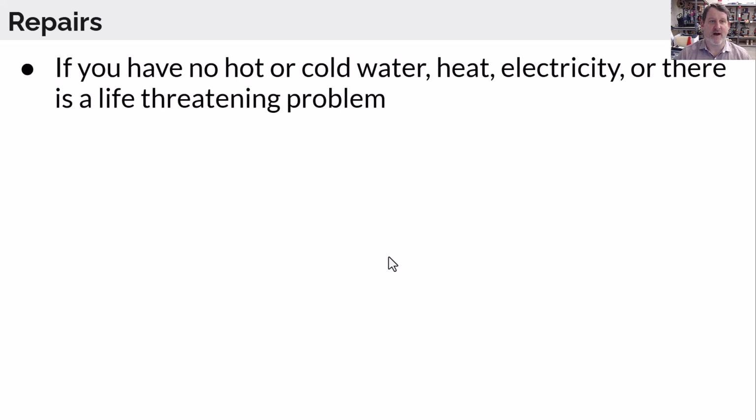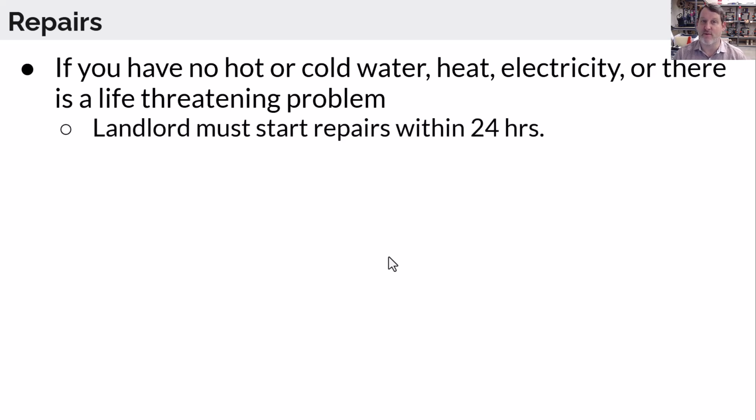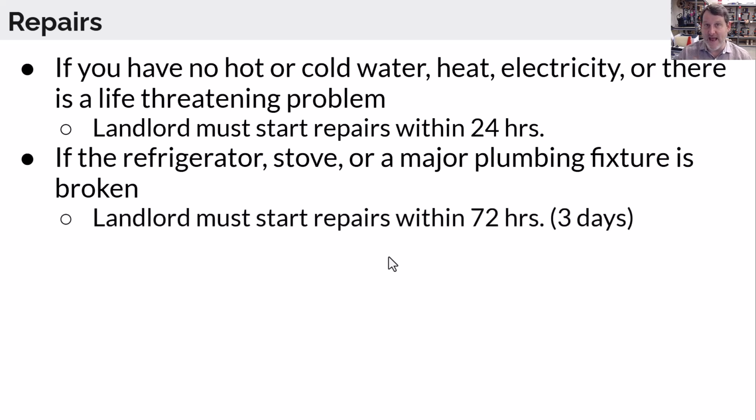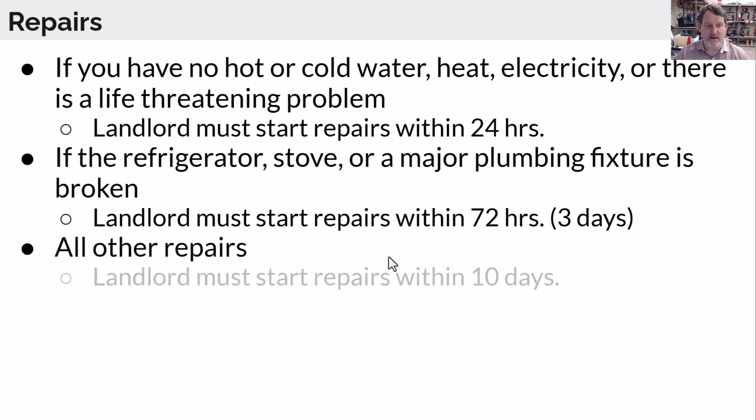Repairs. If you've got no hot or cold water, heat, electricity, or there's a life-threatening problem, the landlord must start repairs within 24 hours. So if you call up and you're like, hey, the hot water heater died, they've got to be Johnny on the spot and have somebody out in 24 hours to do that work. If the refrigerator, stove, or major plumbing is broken, they have 3 days to start that work. Not to finish it, but to start it. All other repairs, they have 10 days to get those repairs done. So in this case, this might be like maybe a door's come off a hinge or some more minor thing. They have 10 days to get those repairs done.